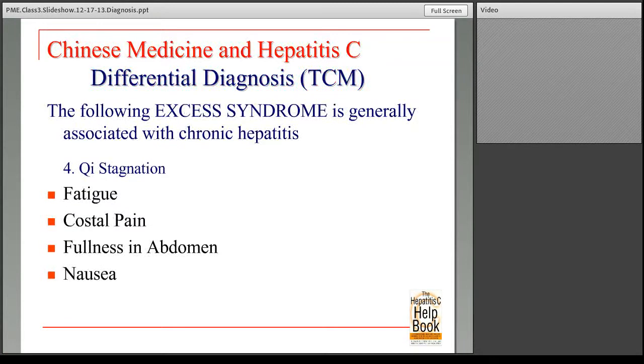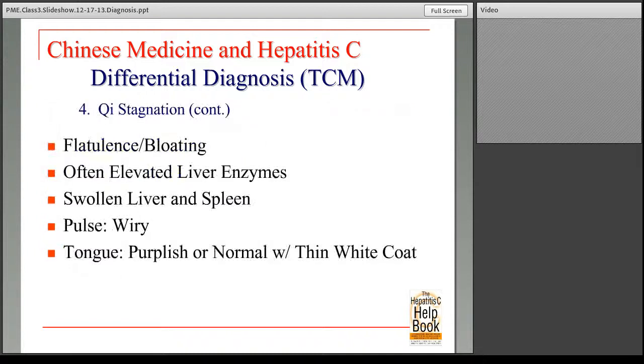Then there is another excess syndrome, which is very common and is generally associated with chronic hepatitis, however, and that is qi stagnation. And I know all of you know about qi stagnation, that there's fatigue, there can be costal pain, there can be fullness in the abdomen, nausea. These are all things associated with qi stagnation. And of course, flatulence and bloating. These are very common signs that people come into the clinic with on a regular basis, who not necessarily just have hepatitis C, but often people who have liver disease.